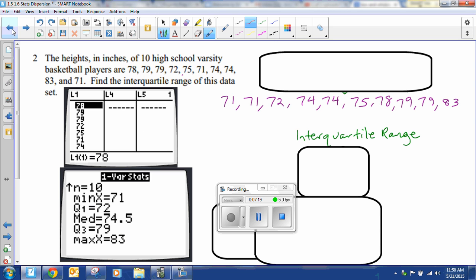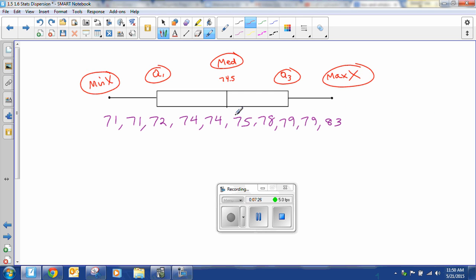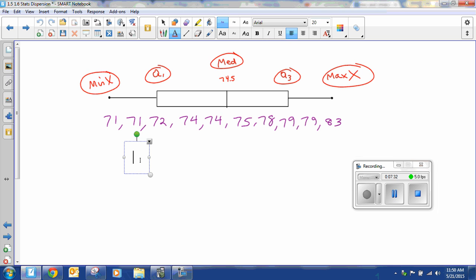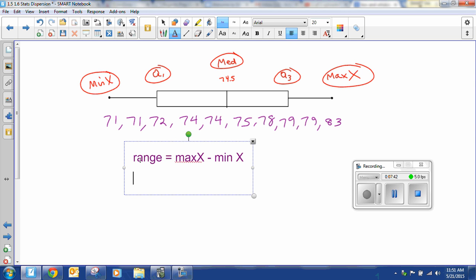So if we go back into the calculator, we have min X, max X, median 74.5, Q1, and Q3. And to find the range, you guys remember the range is simply the max number minus the min number. So the range equals max X minus min X. And the interquartile range would be, as you guessed it, Q3 minus Q1.